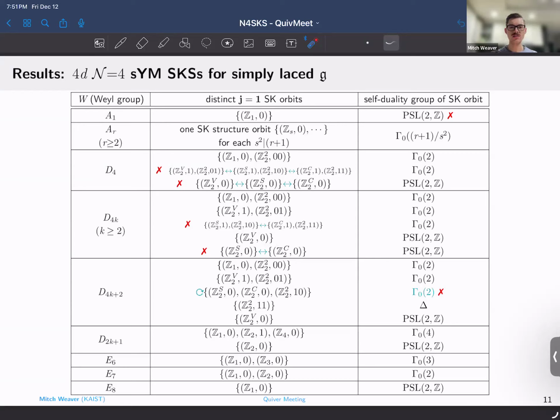So, any questions about this table here? All right.